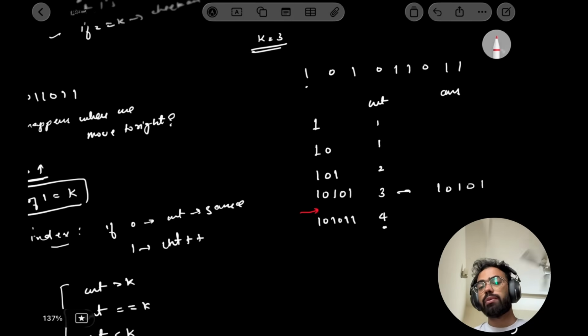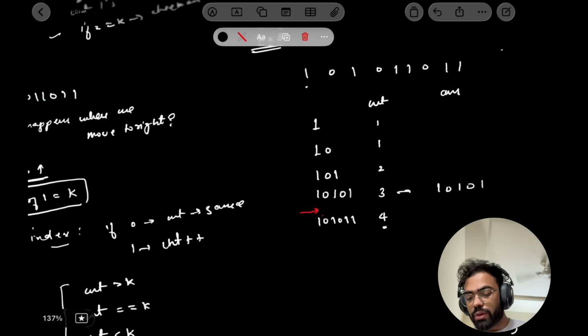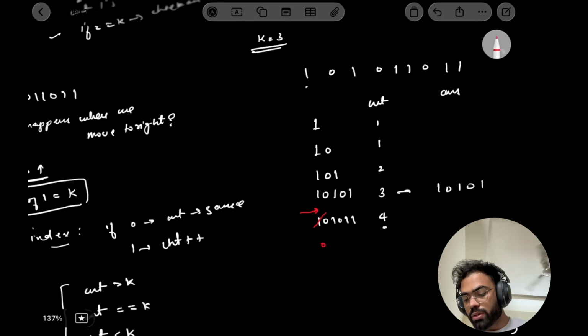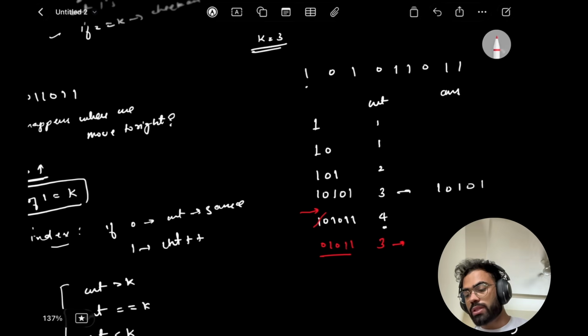From the left, when we move to the right, the number of ones increases. That means if we bring our left closer, the number of ones will decrease. So we'll remove this, right? So our string becomes 0 1 0 1 1. Count becomes 3. And this is now a valid answer, right? And which one is smaller among these? This one has length 5.